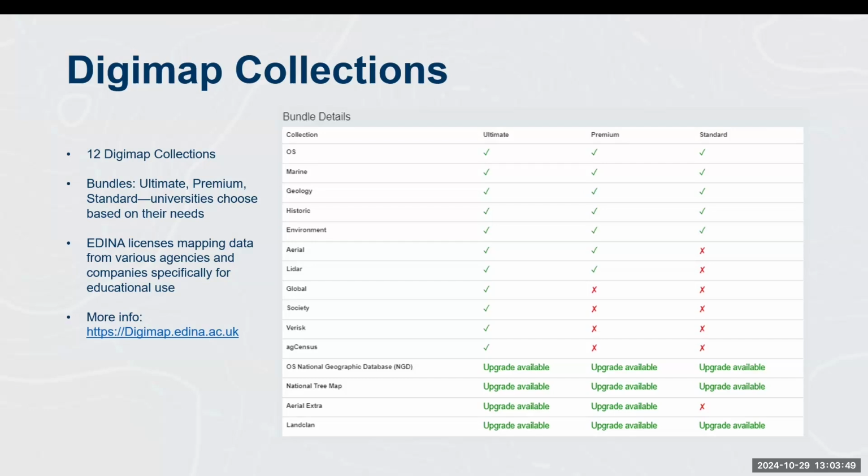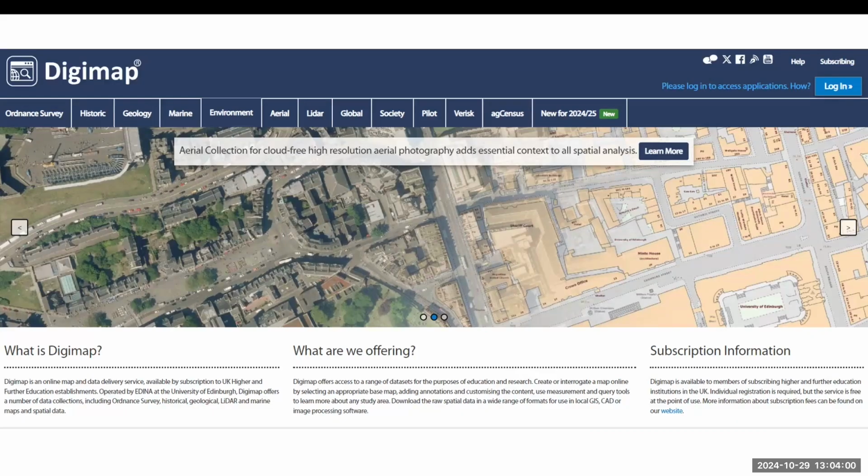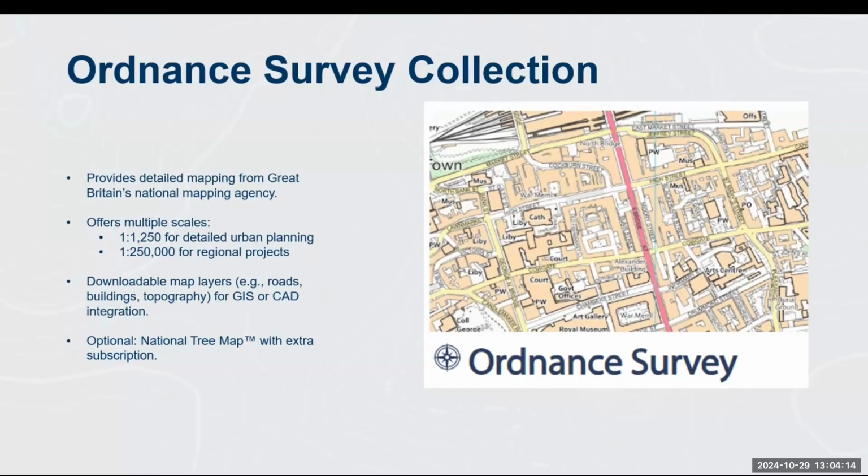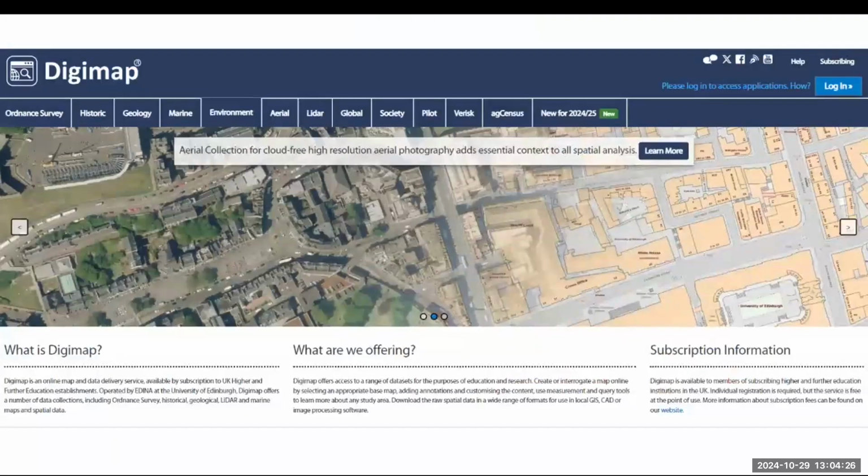Just to show you briefly our collections, if you open Digimap, you will see this screen in front of you and you can choose the collection you want. So if you have ordered the Ordnance Survey, which is our most comprehensive and detailed map collection, you will have the Ordnance Survey, and some of the other collections will be added to it as well.